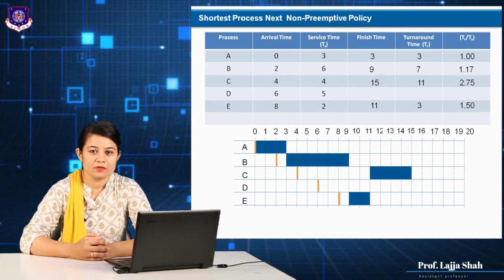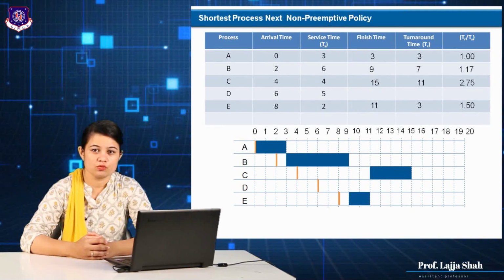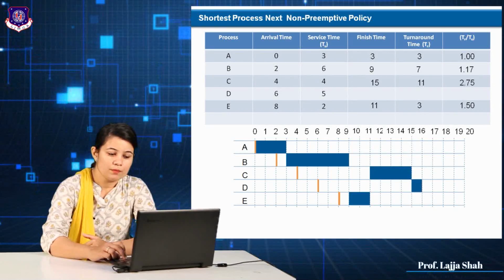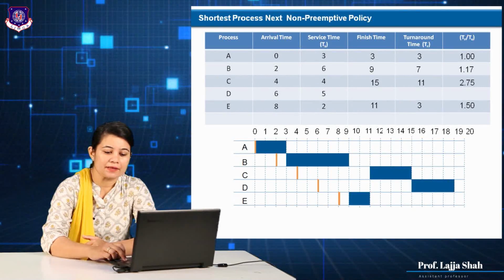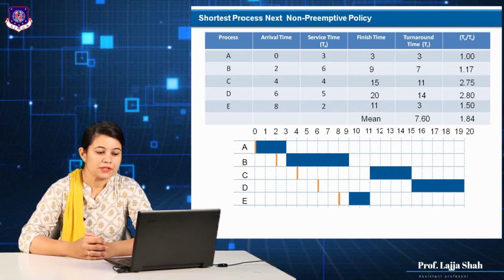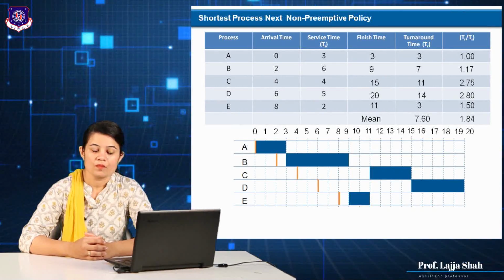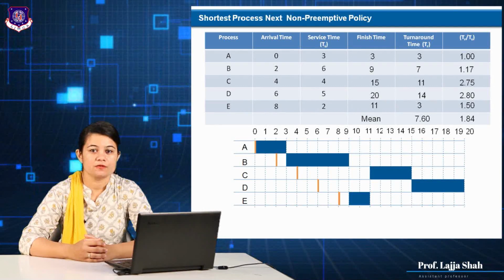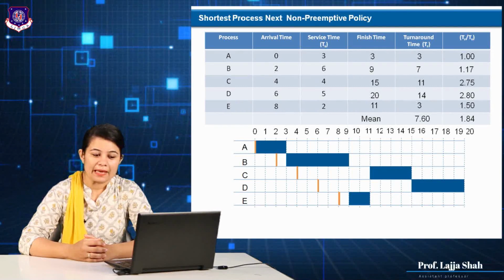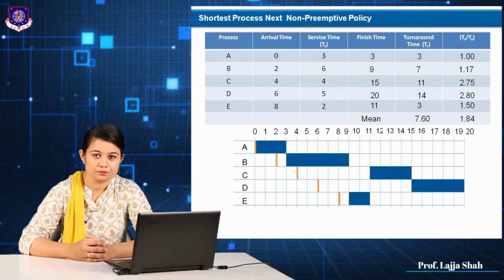So no need to check further. Straightforward, the leftover process will be executed next. So process D will be executed for 5 seconds. So process D will be completing at 20th second. Its turnaround time is 14 seconds and its throughput value is 2.80.